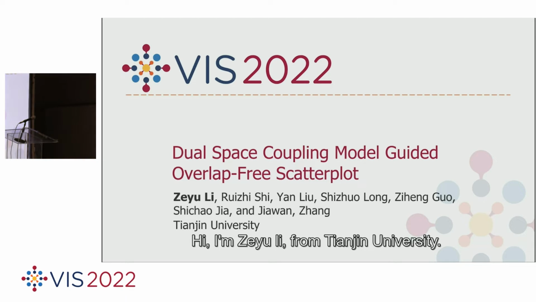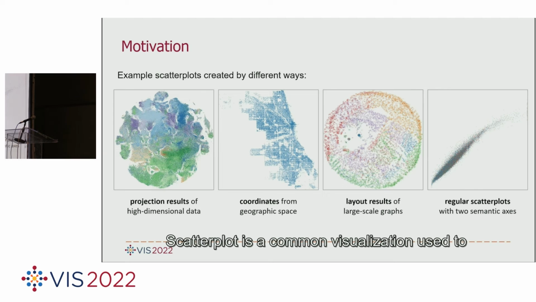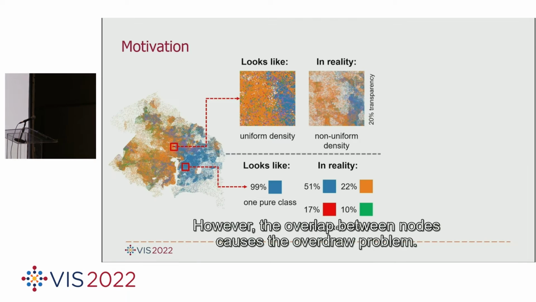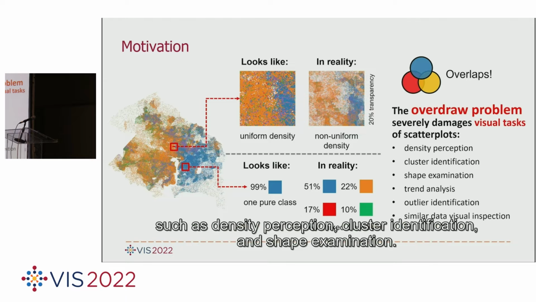Hi, I'm Zeyu Li from Tianjin University. I'm glad to be here to present our work. Scatterplot is a common visualization used to intuitively review the distribution of data. However, the overlap between nodes causes the overdraw problem. It severely damages visual tasks of scatterplots, such as density perception, cluster identification, and shape examination.